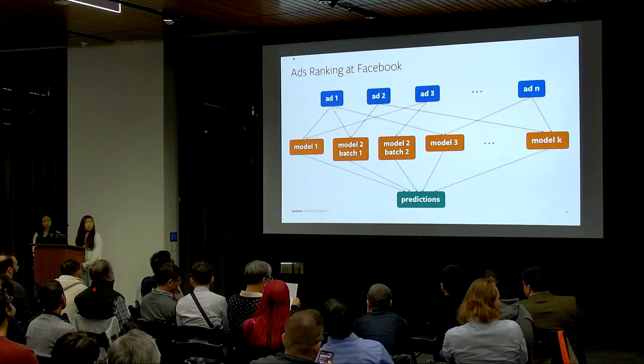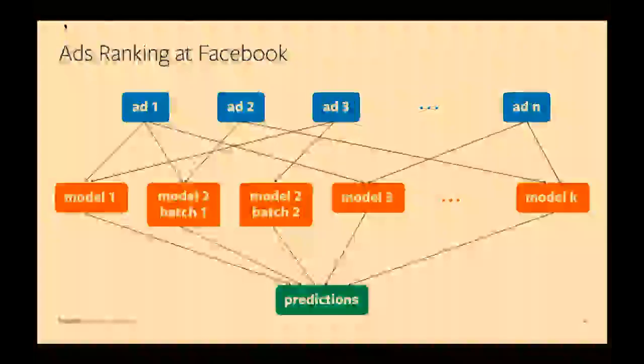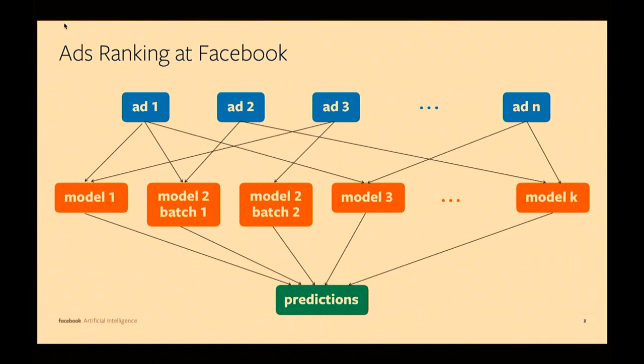First, let's look at how ads ranking works at Facebook. On a very high level, it's a very simple problem. When a user request comes in, we need to rank a bunch of ads and return the top 10 ads to the user, for example. But in reality, we have millions of ads in inventory, and we serve hundreds of models in production just for ads ranking. Ads ranking is one of the biggest services at Facebook, and it's responsible for over 90% of our revenue.